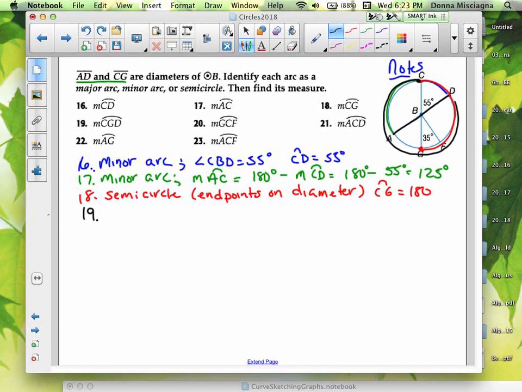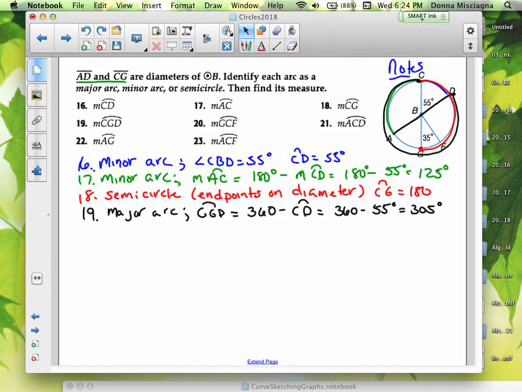It goes through G and continues to D. Notice that's the entire circle except for CD. So that is certainly more than 180 degrees. This is a major arc. And so arc CGD is just equal to the whole circle minus arc CD. That's the only thing not included. So that's going to be 360 minus 55, which is 305 degrees.